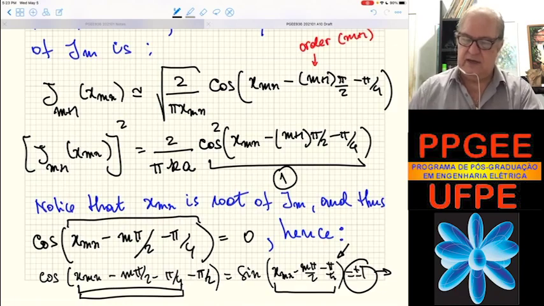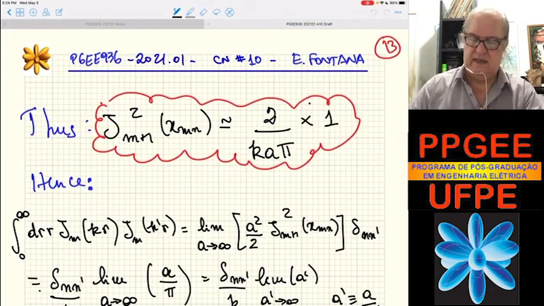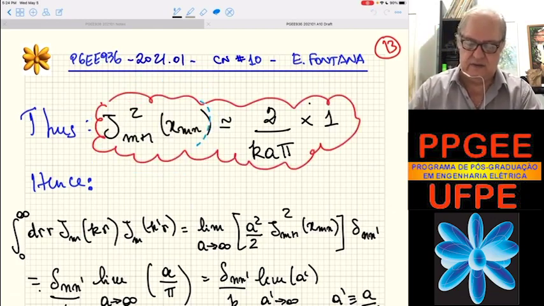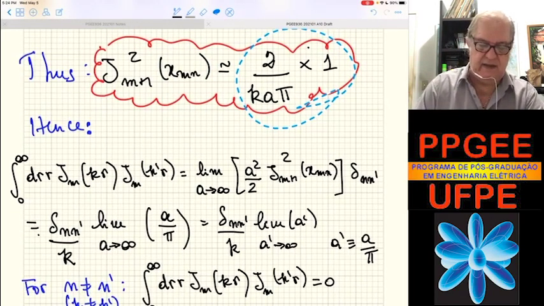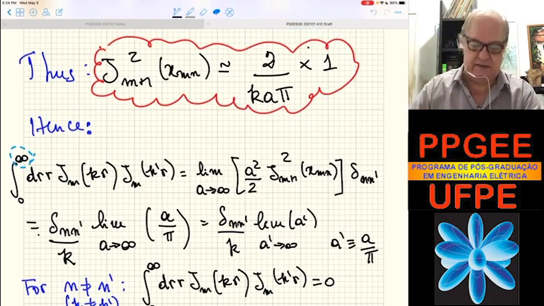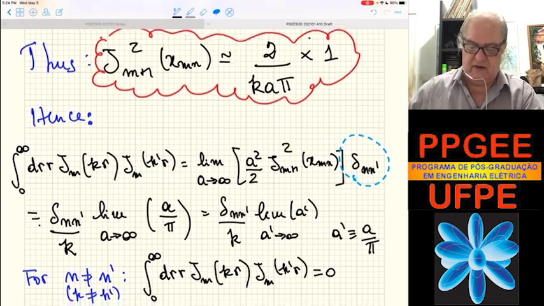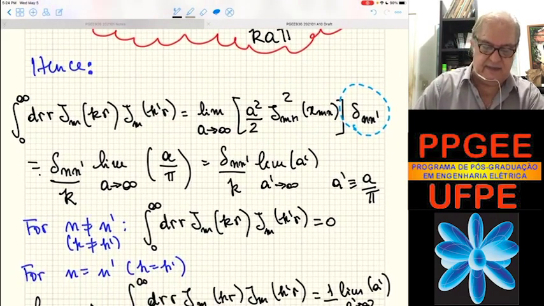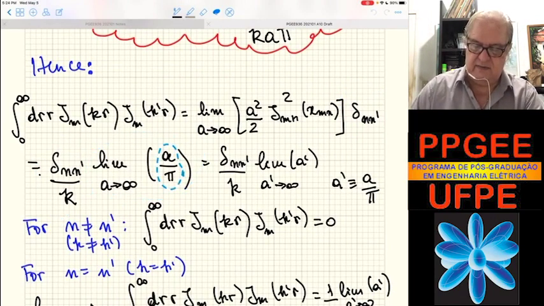So this factor here is equal to 1, which is plus or minus 1 squared. So the normalization factor is something like this. Jm plus 1 squared at the roots of Jm equals this number. So when you put that in the limit, you see that the upper limit went to infinity here, right? So you have this limit here, and this delta n n prime. First of all, this is going to be delta n n prime times this limit, right? Let's call this number a prime.